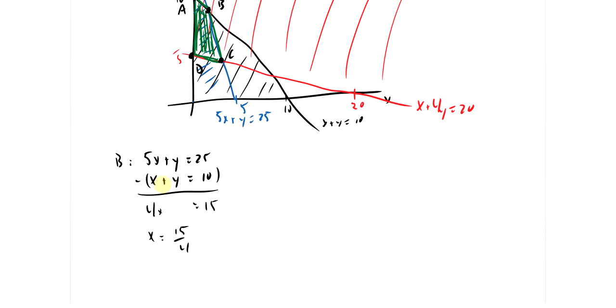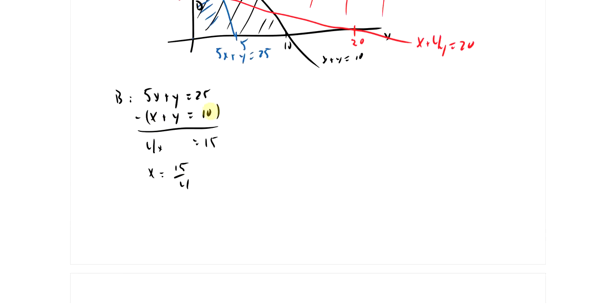Now I can plug that back into either one of these equations to figure out what y is. So I'll plug it into this equation. So 15 over 4 plus y equals 10. y equals 10 minus 15 over 4, but 10 is 40 over 4. And so y equals 40 minus 15 is 25 over 4. Great. And so that gives us the point B.